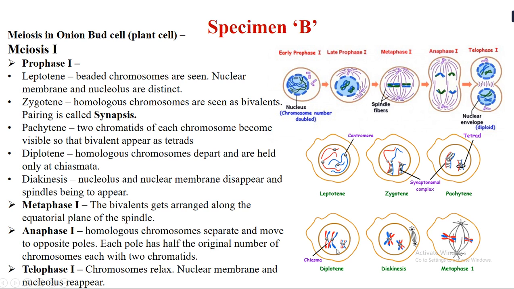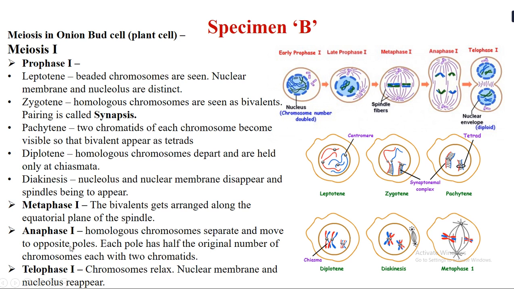Crossing over takes place. And then this gives rise to the next phase, that is diakinesis, where the nucleolus and the nuclear membrane start disappearing and the spindles begin to appear. Diakinesis gives rise to the next phase of meiosis 1, that is metaphase 1. So prophase 1 is over here. Early prophase 1 and late prophase 1 are over, and then the next phase is metaphase 1. In metaphase 1, you will see that the bivalents get arranged along the equatorial plane of the spindle fibers.